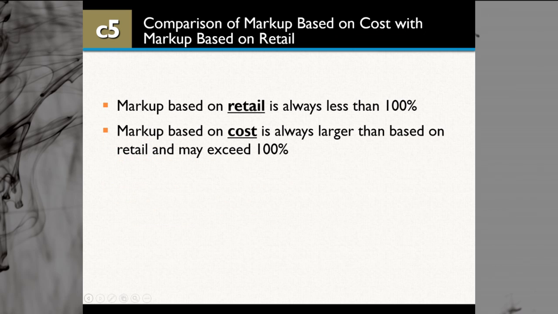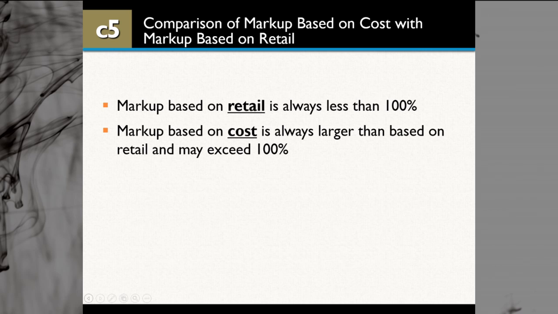Okay, and comparison of markup based on the cost with the markup based on the retail. So this is what I said. Markup based on retail is always less than 100%. But markup based on cost is always larger than based on retail and may exceed 100%. So apply this case, like $50 cost and $50 markup and $100 retail. In that case, you're going to get a markup of 50% based on the retail, and you're going to get 100% in the markup if you calculate based on the cost.